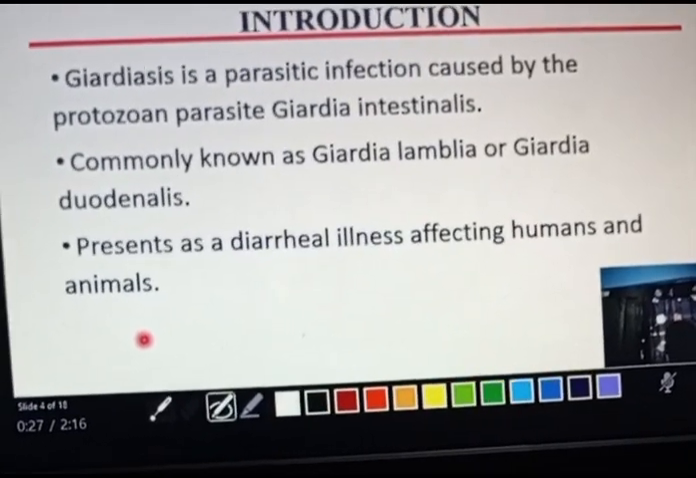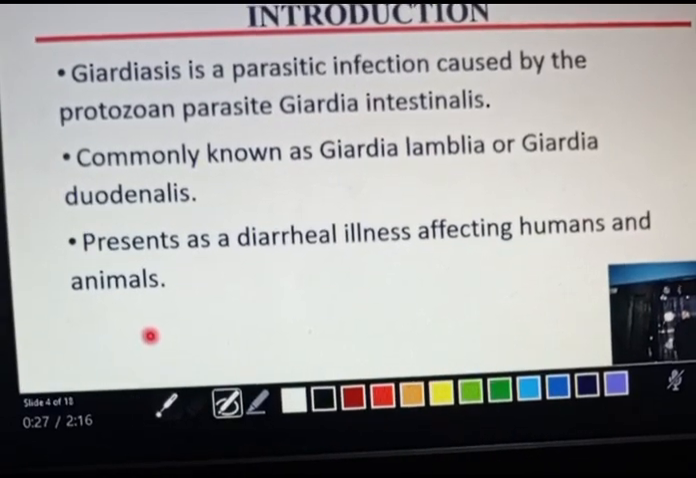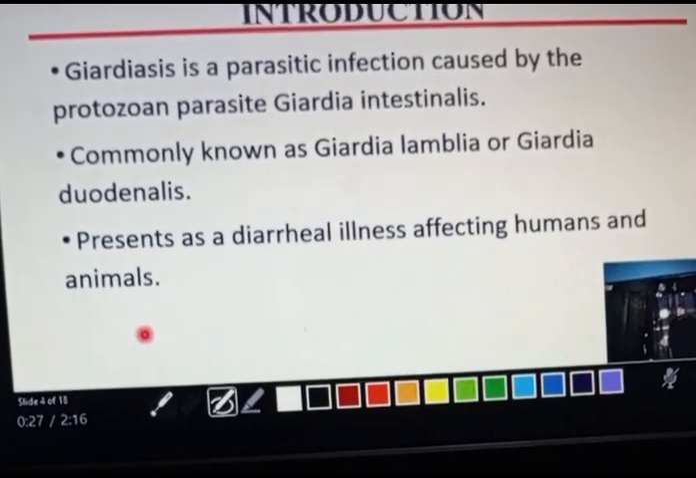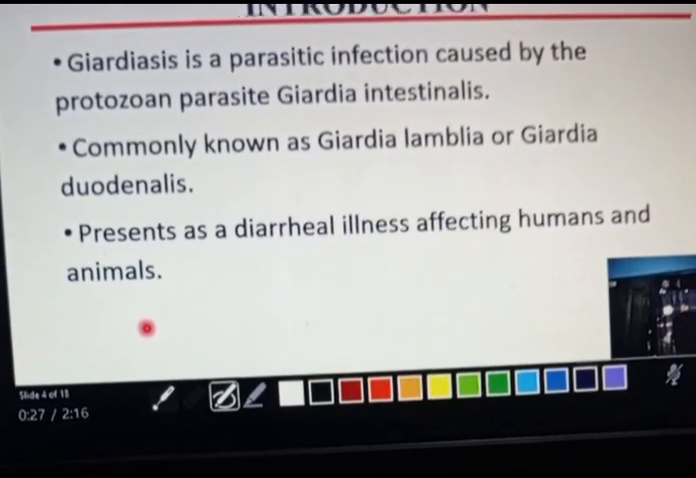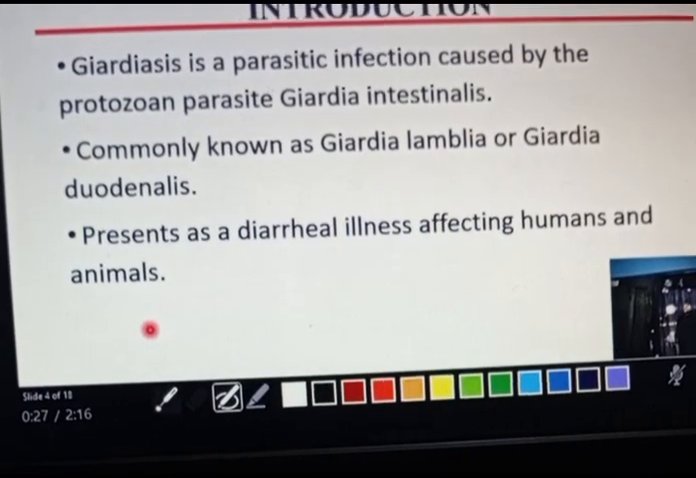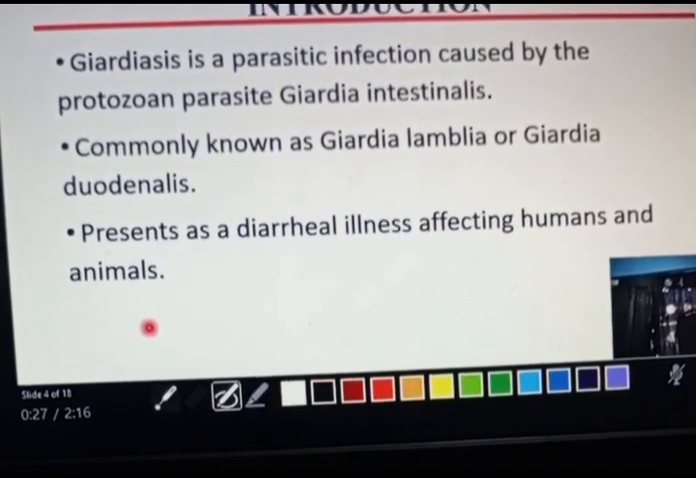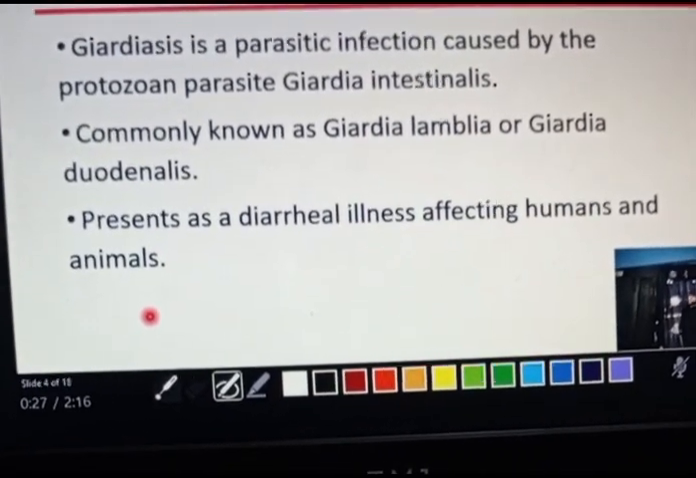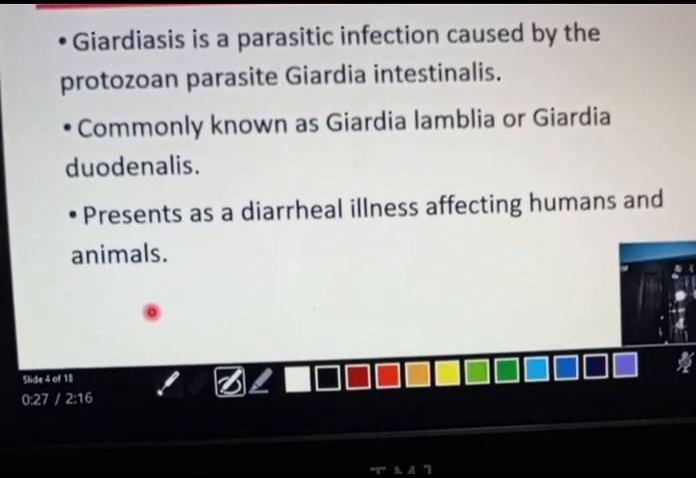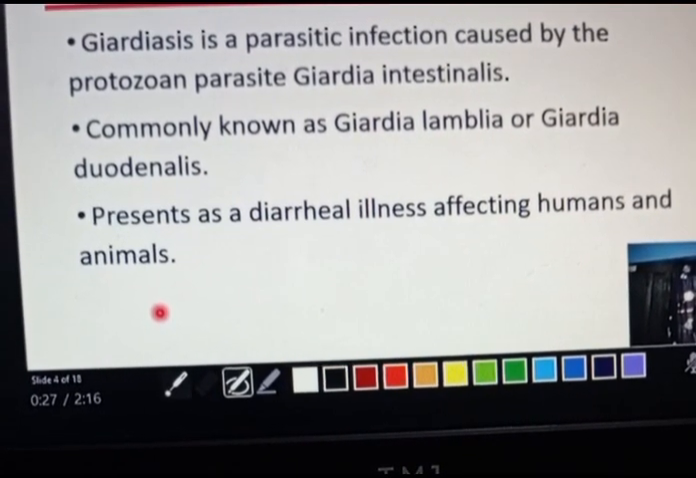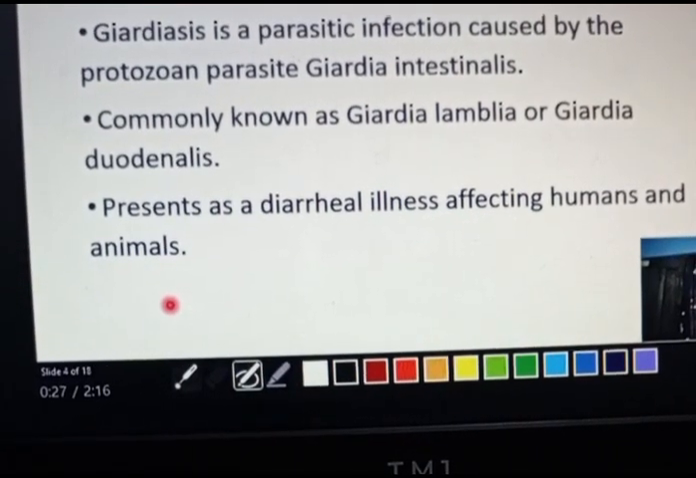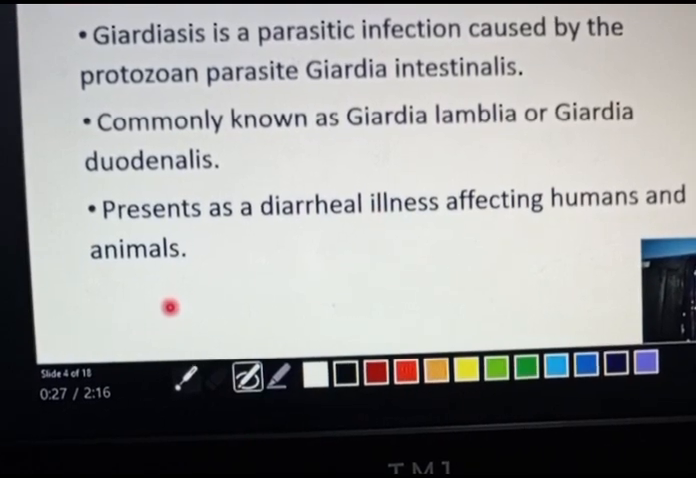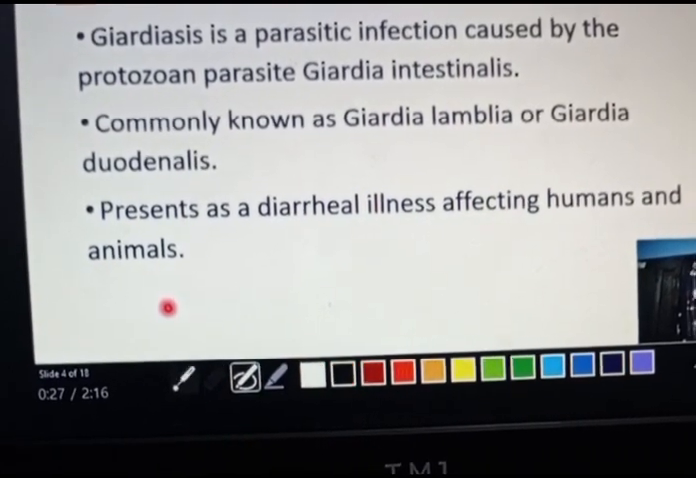Now, Giardiasis is a parasitic infection caused by a protozoan parasite called Giardia intestinalis, or Giardia duodenalis, or Giardia lamblia. Now, this disease is always present as a diarrheal illness affecting humans and animals. So when we say diarrheal illness, it means mostly found in the form of stool, a running diarrhea.